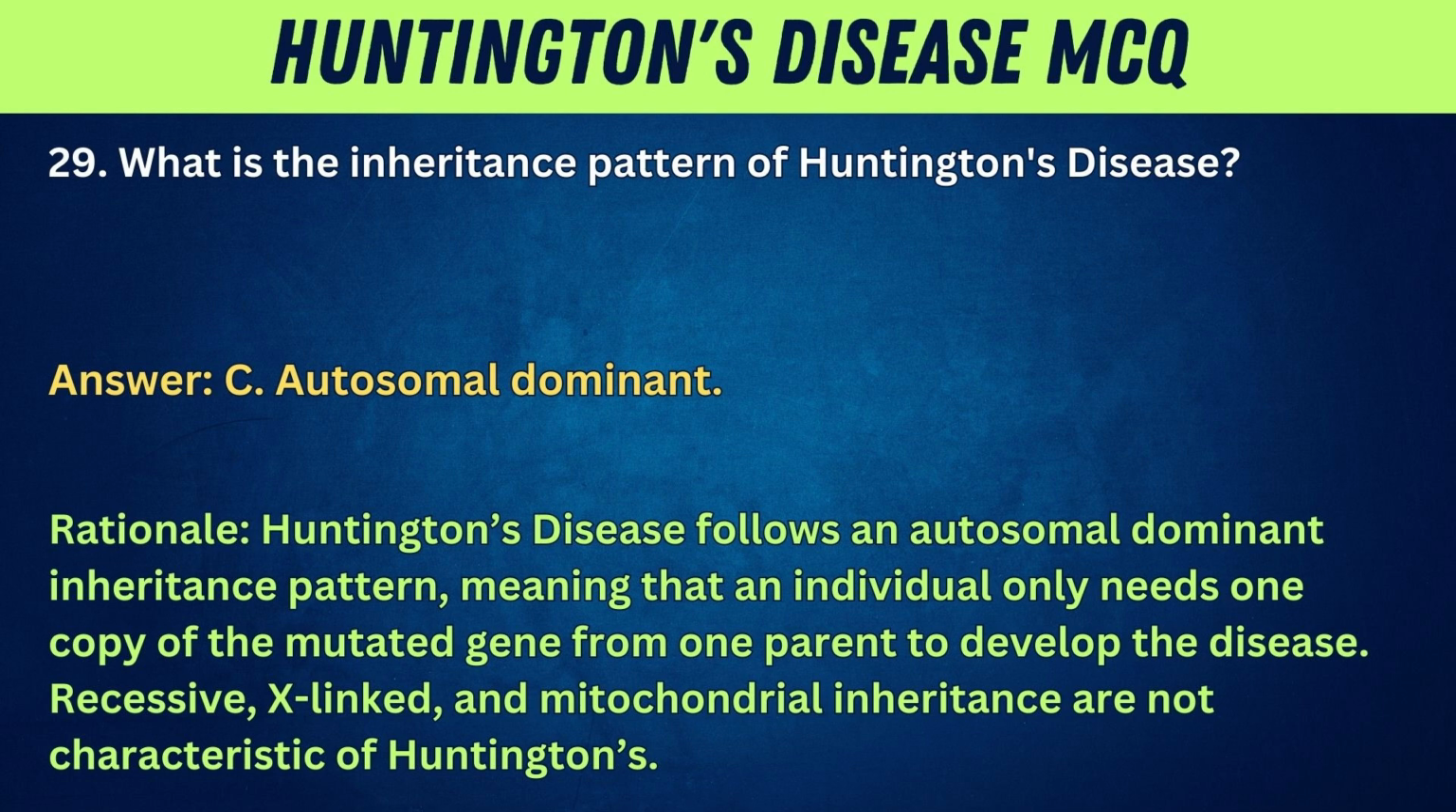Answer: C. Autosomal dominant. Rationale: Huntington's disease follows an autosomal dominant inheritance pattern, meaning that an individual only needs one copy of the mutated gene from one parent to develop the disease. Recessive, X-linked, and mitochondrial inheritance are not characteristic of Huntington's.